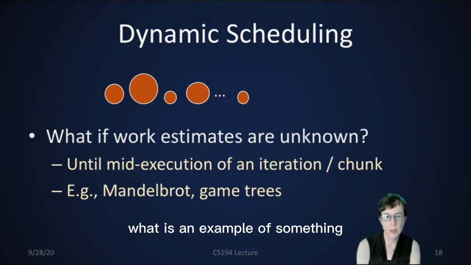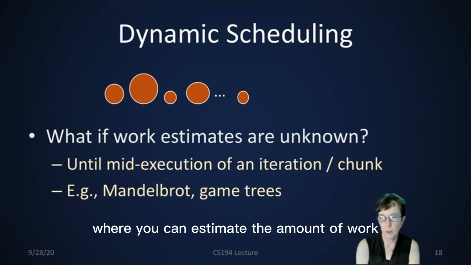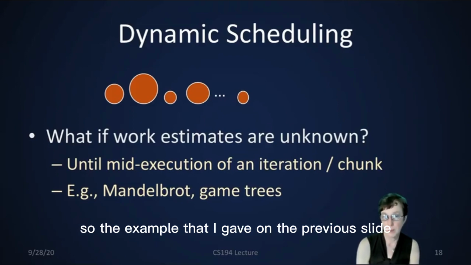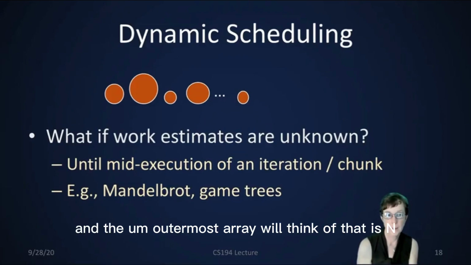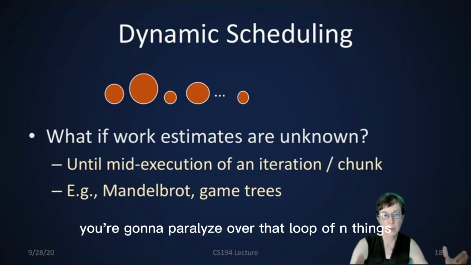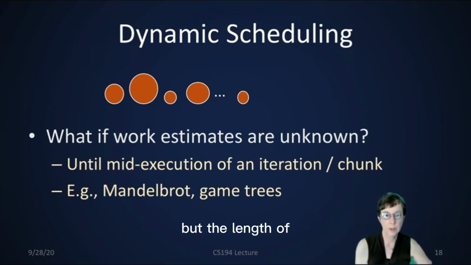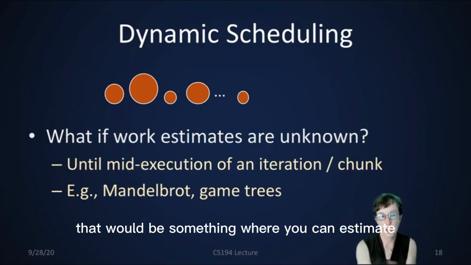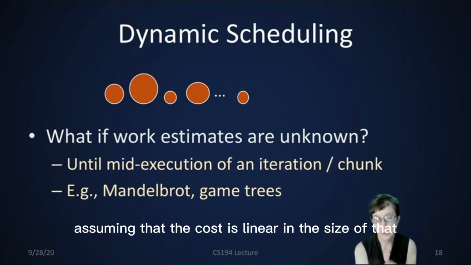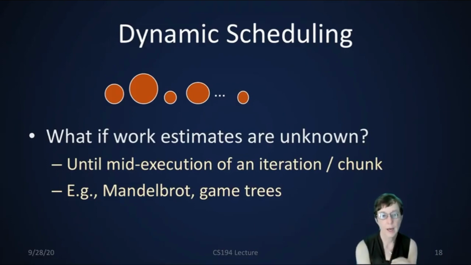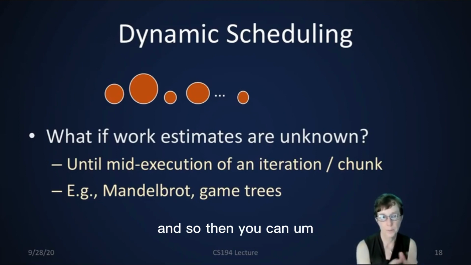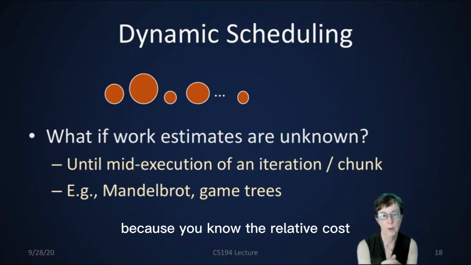So the question is, what is an example of something where you can estimate the amount of work, and how do we estimate the amount of work through something like loop lengths? Yes, so the example that I gave on the previous slide where you have an array of arrays, and the outermost array, we'll think of that as n, those are the n elements that you want to operate on. You're going to parallelize over that loop of n things, but the length of each of the internal arrays is different. Assuming that the cost is linear in the size of that inner array, you can estimate the cost of each one of those relative to each other at least. And so then you can figure out how to load balance it because you know their relative cost.